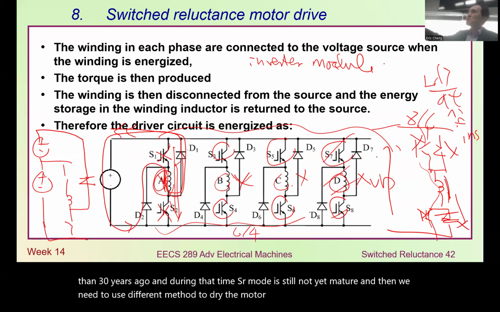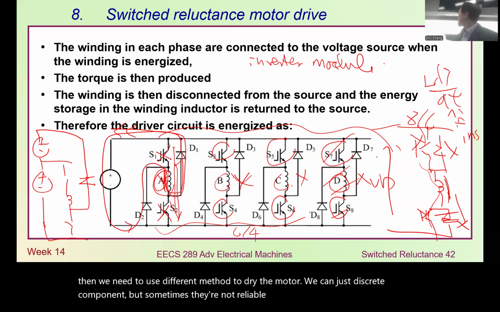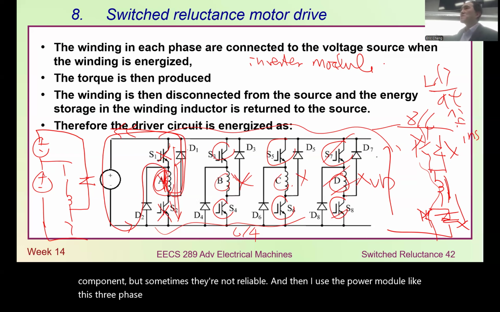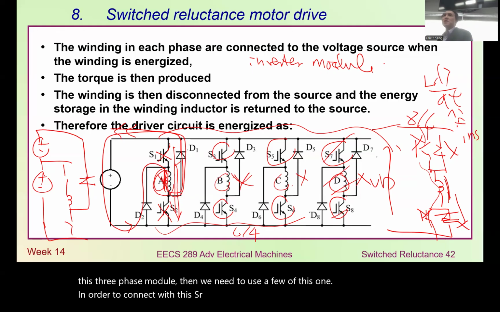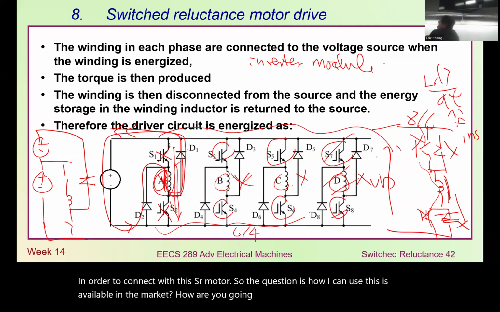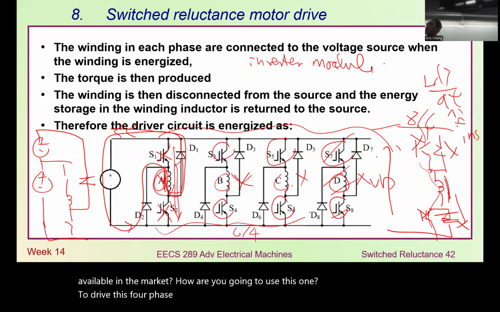We can use discrete components, but sometimes they're not reliable. And then I use the power module, like this 3-phase module. Then we need to use a few of these in order to connect with this SR motor. So the question is how I can use this. This is available in the market. How are we going to use this to drive this 4-phase or 3-phase motor?